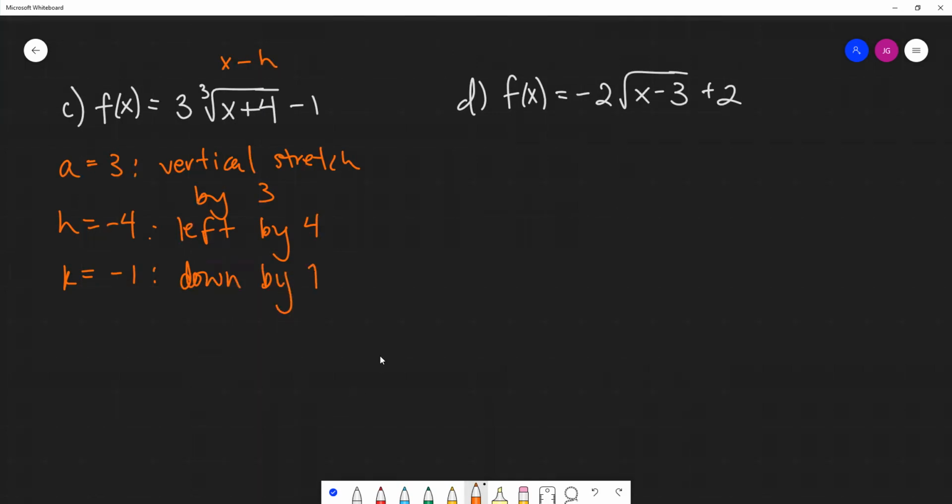We can already write down our domain and range though, because we have a cube root. Domain and range are both negative infinity to infinity. Okay, let's take a look at our graph.